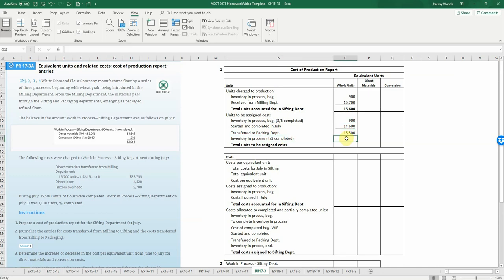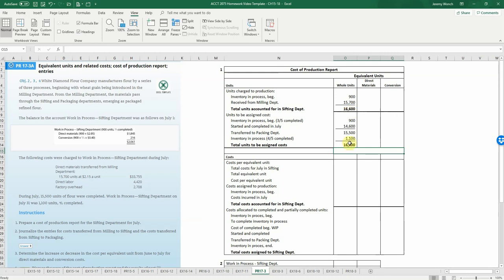Then for inventory in process, it says that on July 31st there were 1,100 units, which were 4/5 complete. Right now we're just dealing with whole units, so we're going to put the full 1,100 units right here. Add that up, and perfect. That adds up to 16,600, which was what we calculated up here. So we're in good shape.